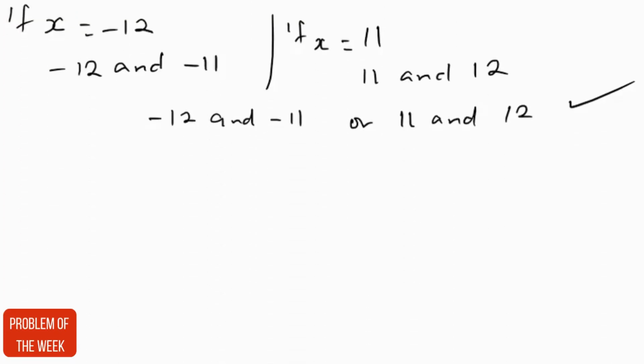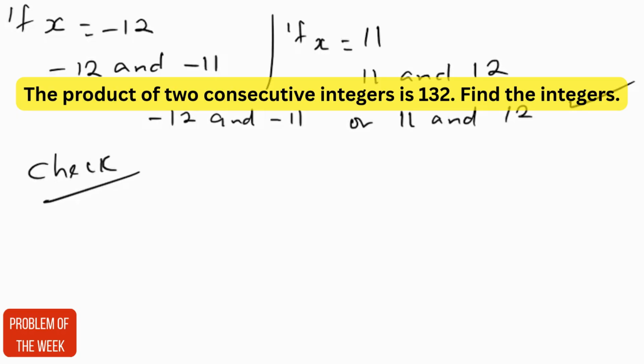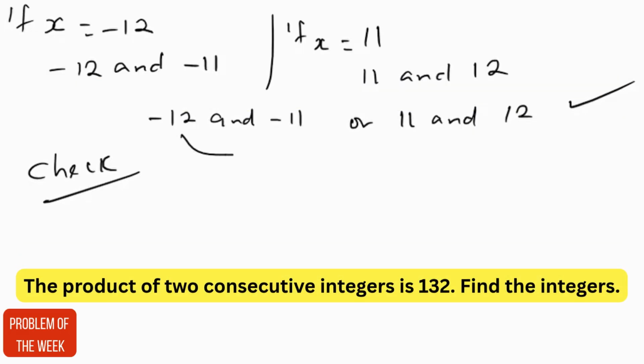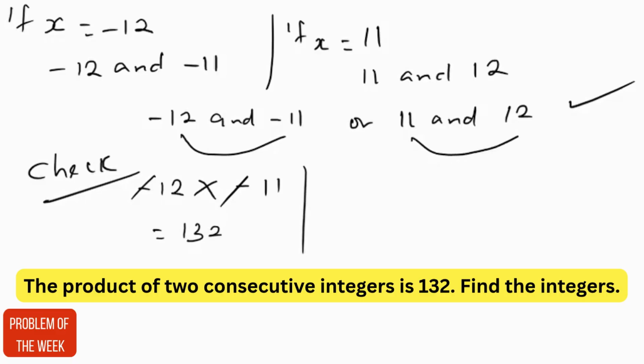All right, let's do a quick check. The question says the product of two consecutive numbers is 132, so we multiply minus 12 by minus 11. The minus signs cancel out, so 12 times 11 gives us 132, or 11 times 12 gives us 132. So our answer is correct.